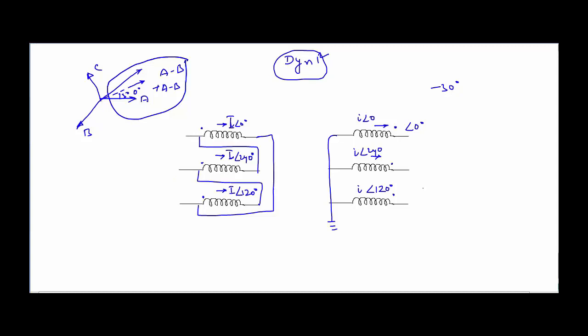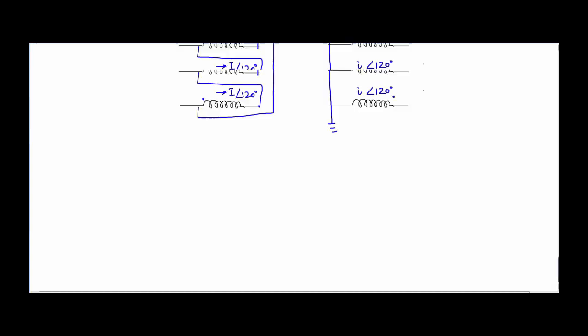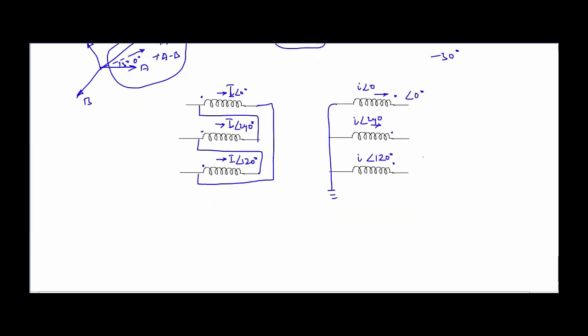So the next topic that we are going to discuss is the vector group testing of the transformer. So suppose that we have a new transformer and we have no idea about the vector group of the transformer, or suppose that the transformer was dismantled and again reassembled, but we have no idea about the vector group, or there might be a possibility that the vector group got changed, because we can see that by a simple change in connections we have different vector groups. So how are we going to perform the vector group test on the transformer?